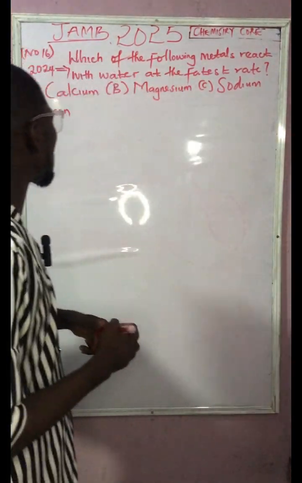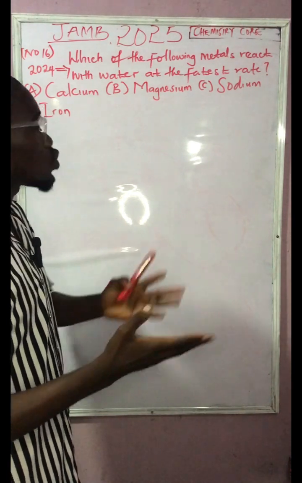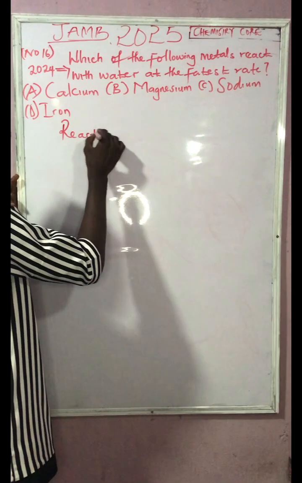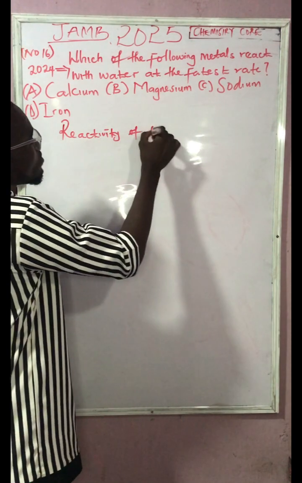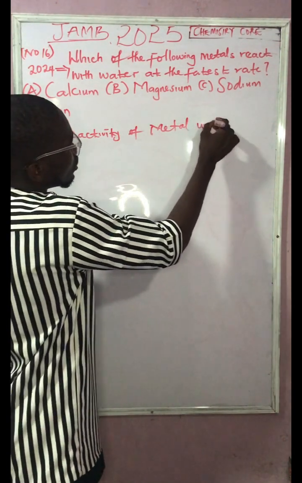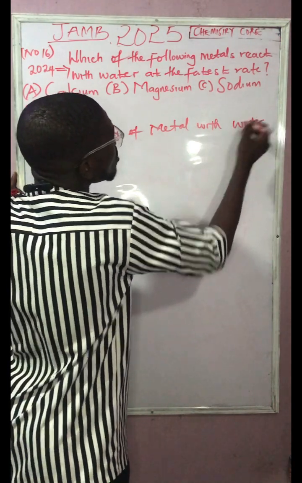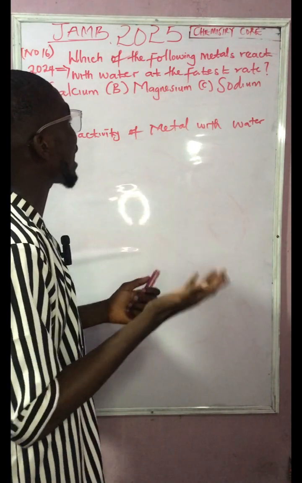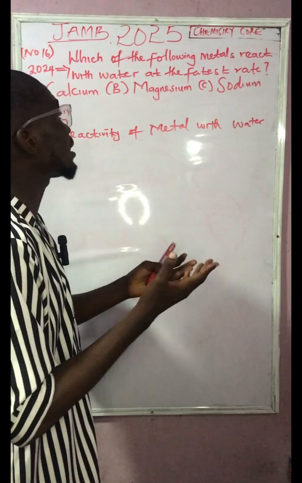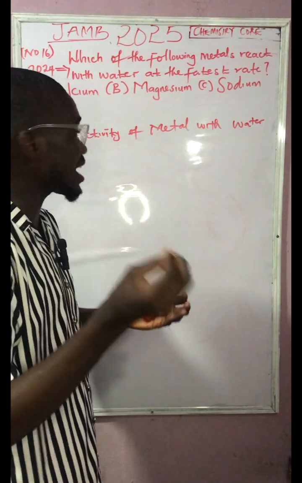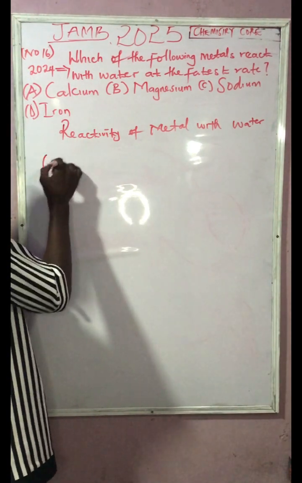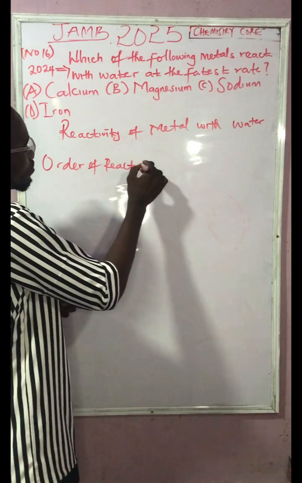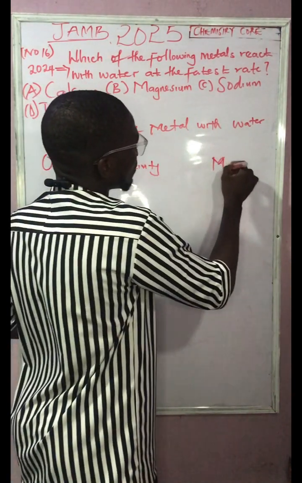So when we look at the reactivity of metals with water, you need to understand this concept in case you come across a question that asks which metal should react with water at the least rate. Is that clear? So the first thing is the order of reactivity. We have the metals.